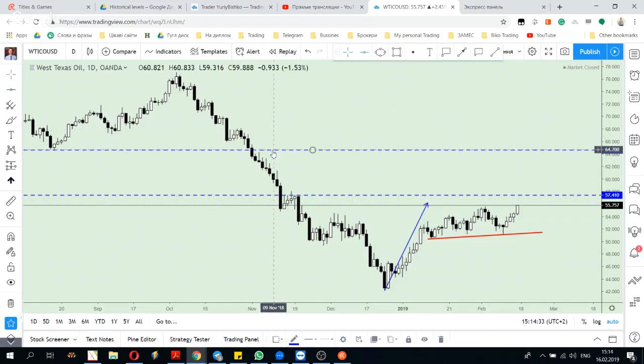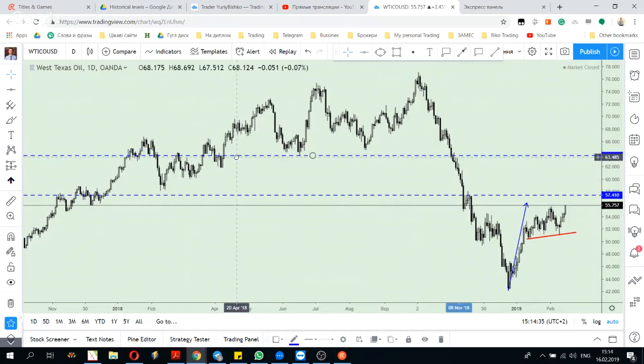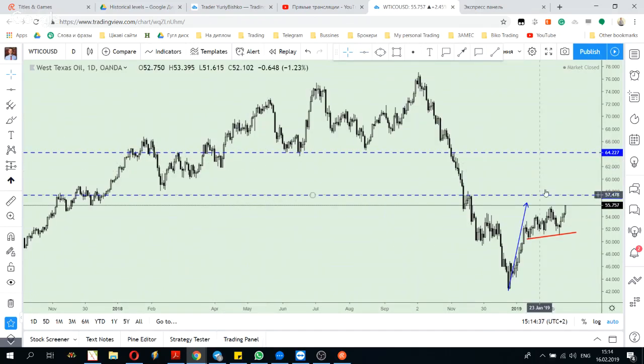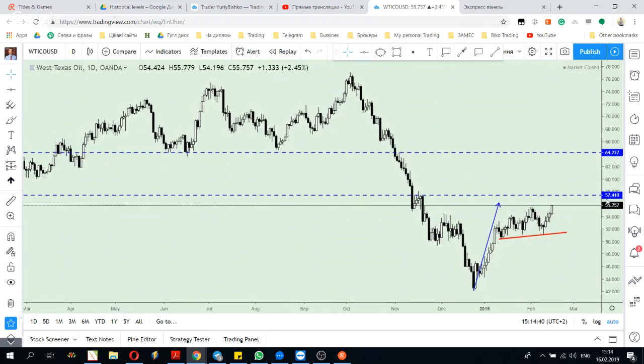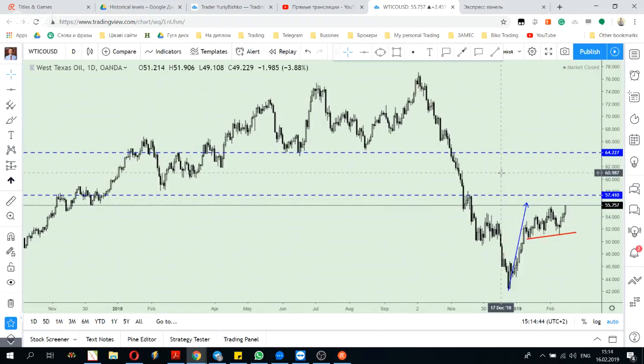That's why there's a big chance that price can hit some key levels above. Like for a start, it will be $57, and the next really powerful level is 64.